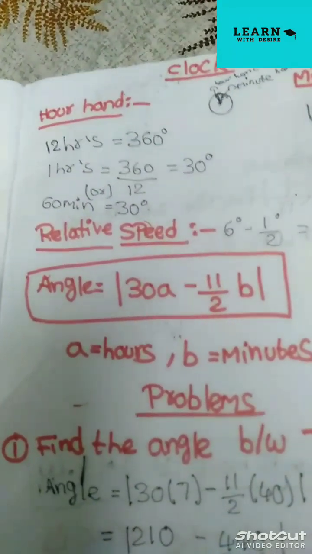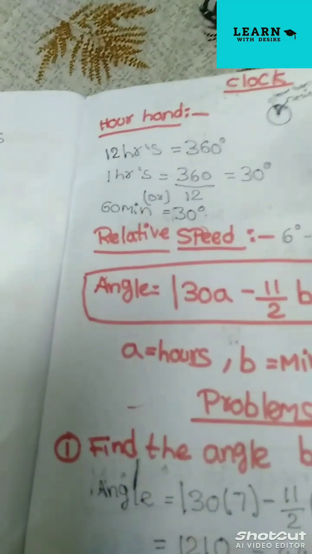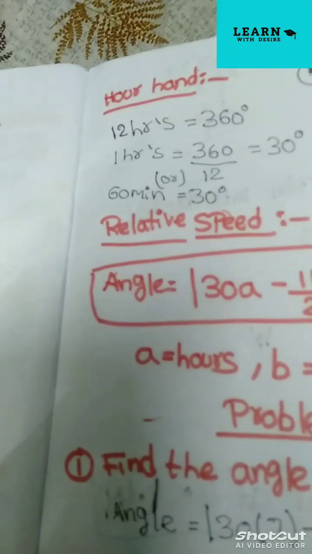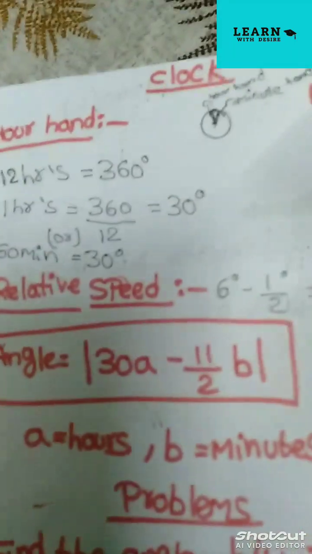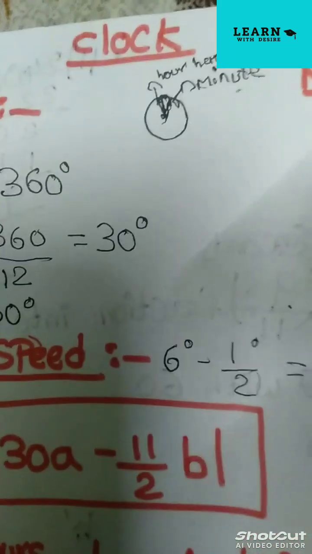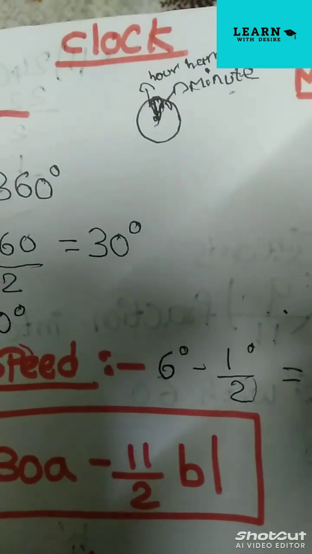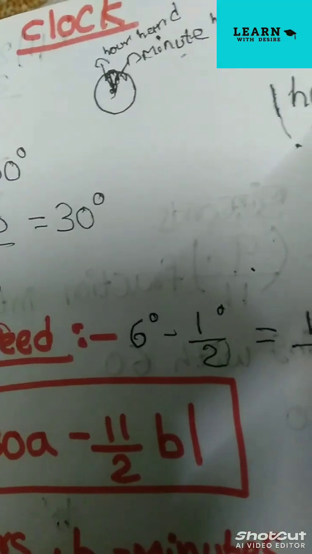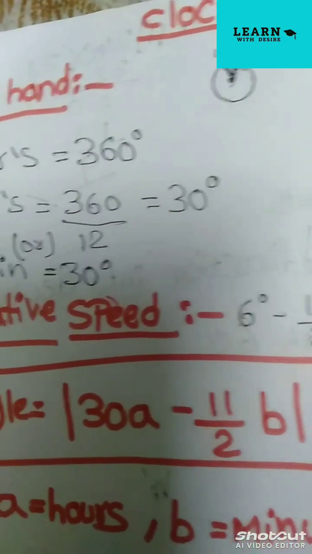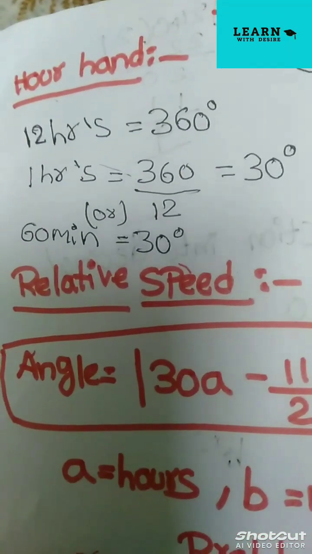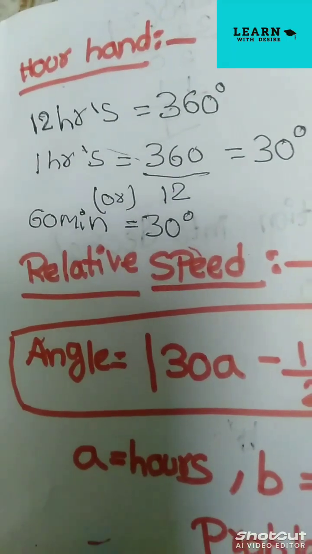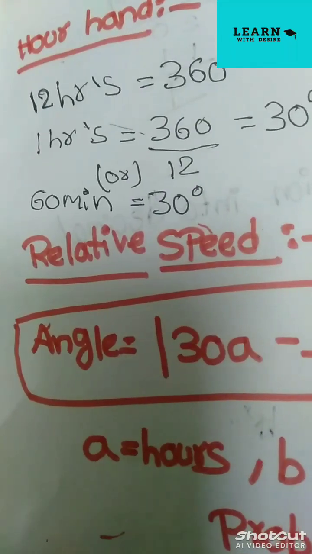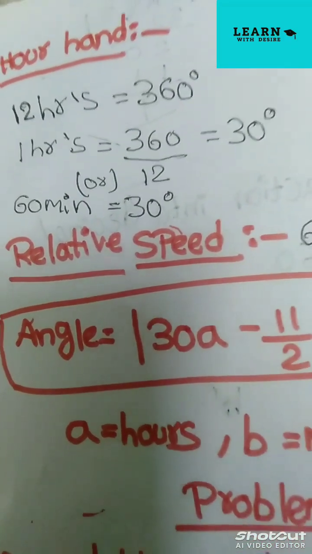Here, the hour hand makes a 360-degree angle in 12 hours. That means, here you can see the diagram. When the hour hand completes one rotation, then it is called 360 degrees. The hour hand completes one rotation in 12 hours.